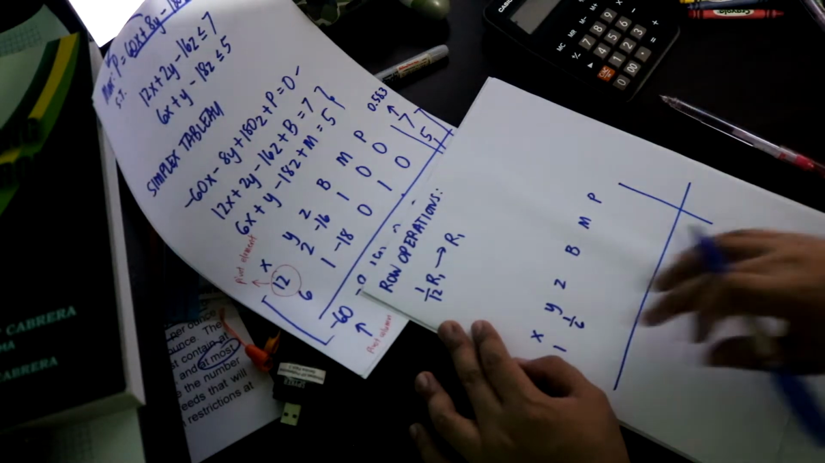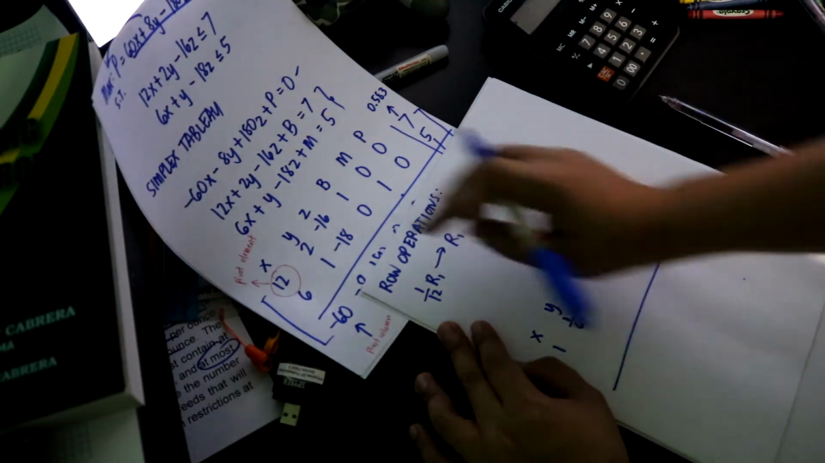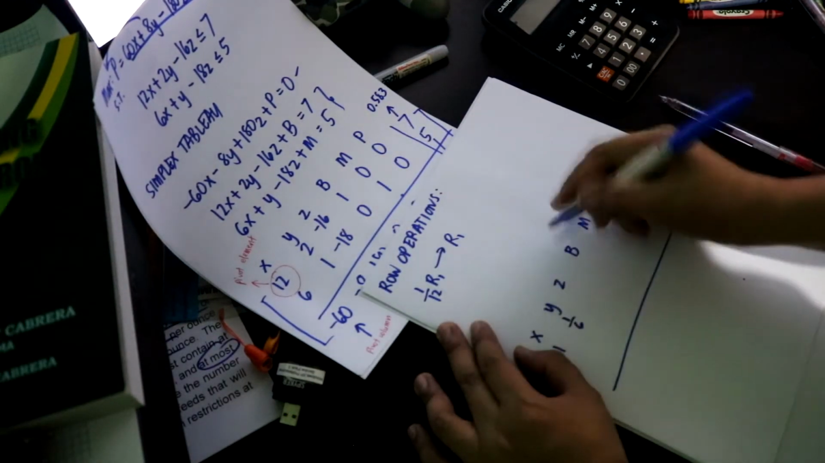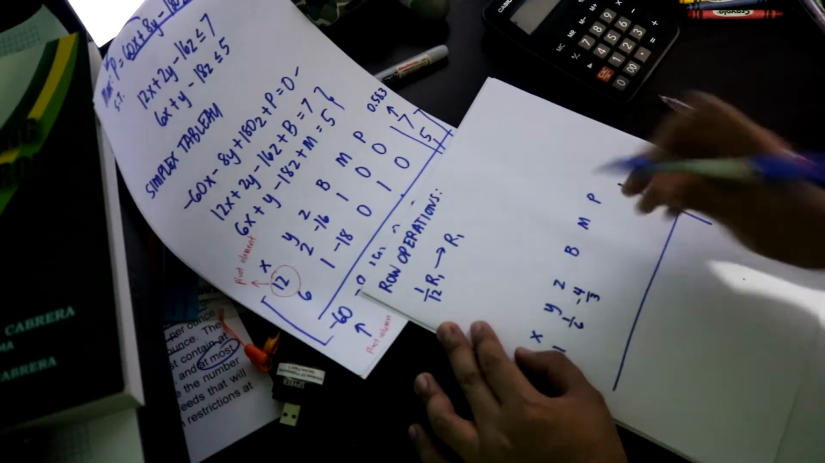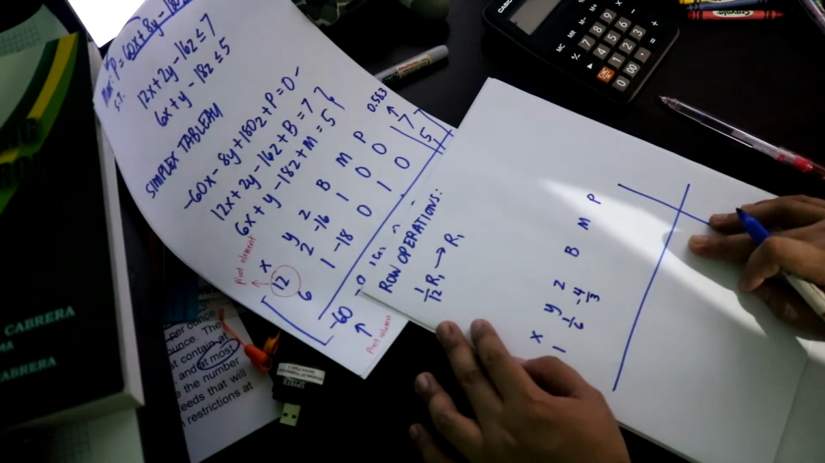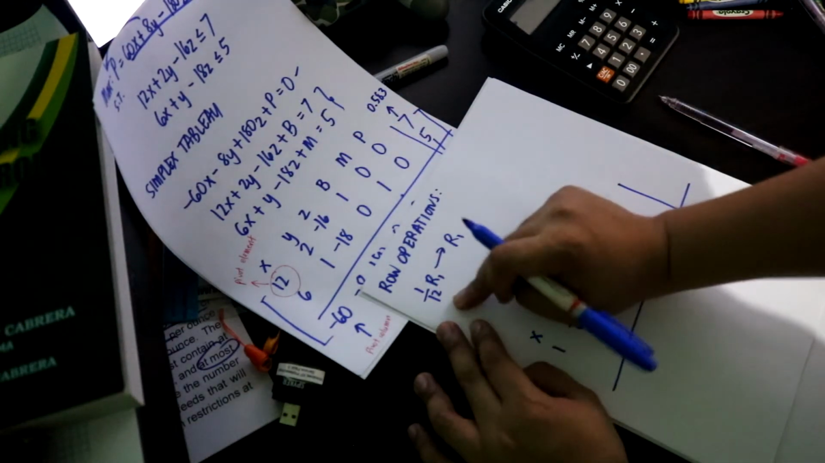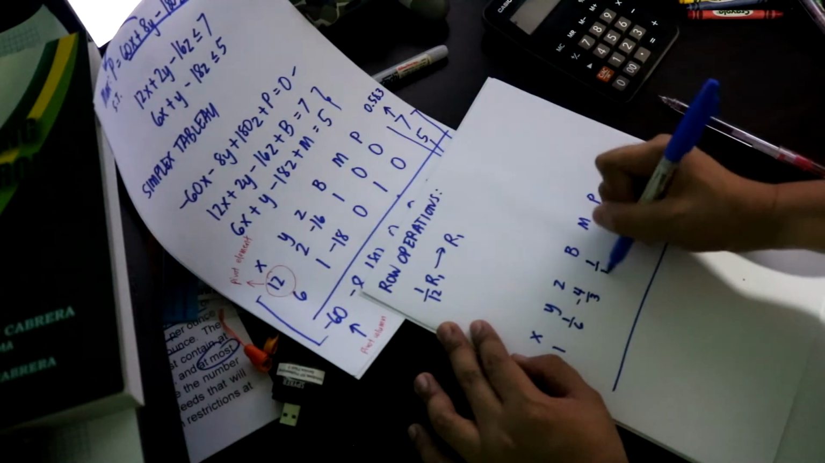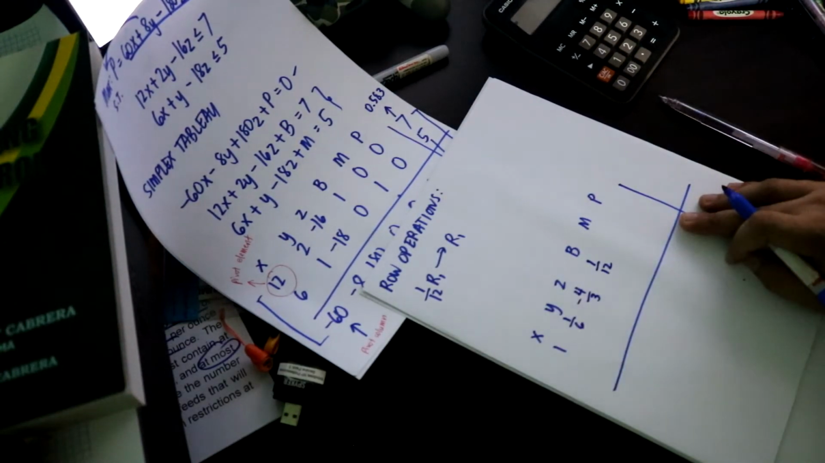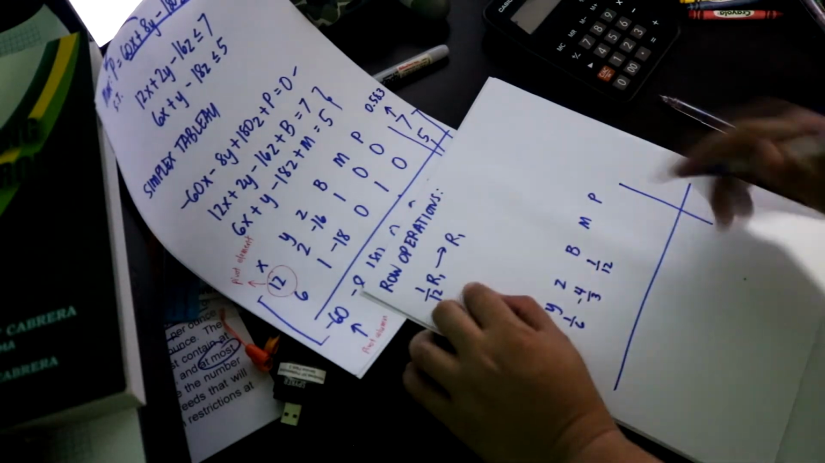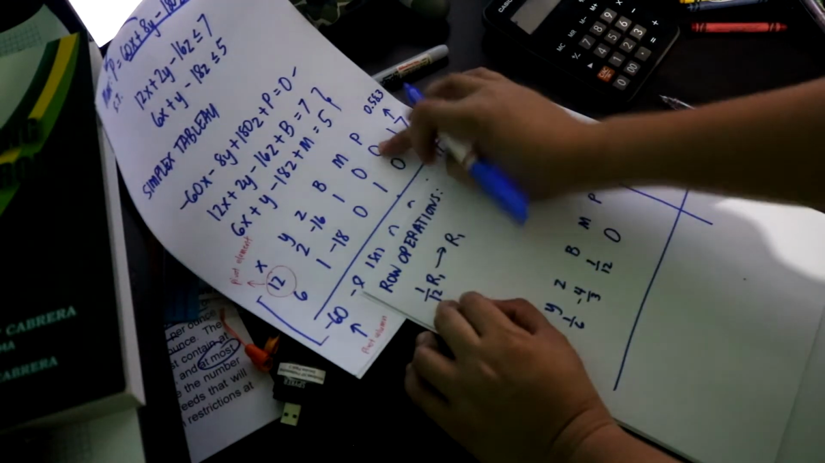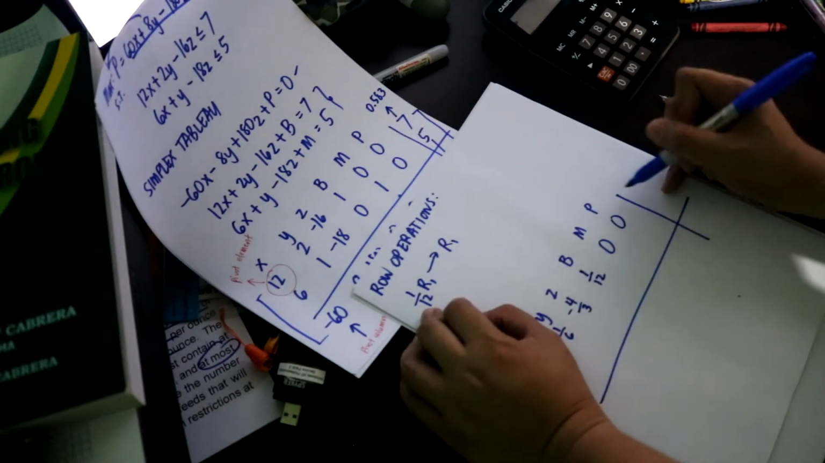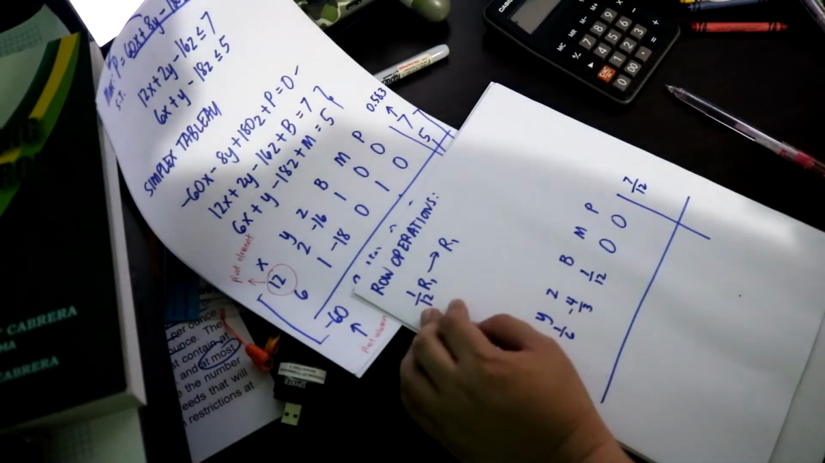Okay? And then negative 16 times 1 over 12 would be negative 4 over 3. Okay? And then 1 over 12 times 1 would be 1 over 12. 1 over 12 times 0 would be 0. Sorry, times 0 would be 0. And then 7 over 12.